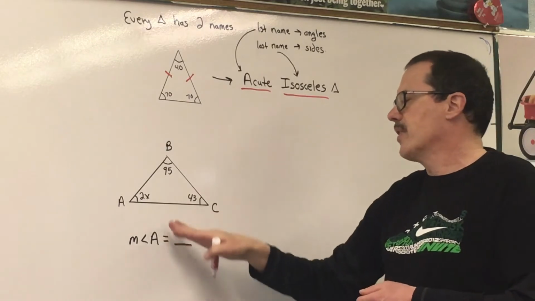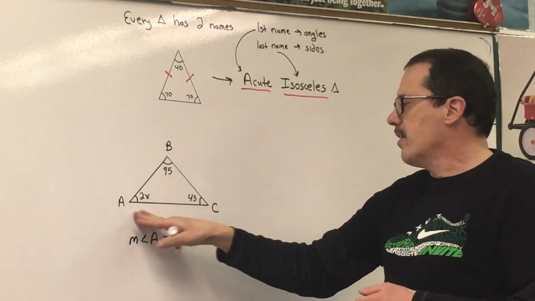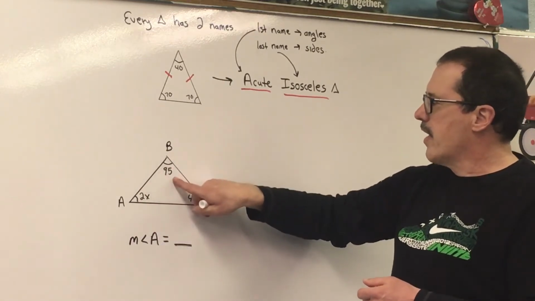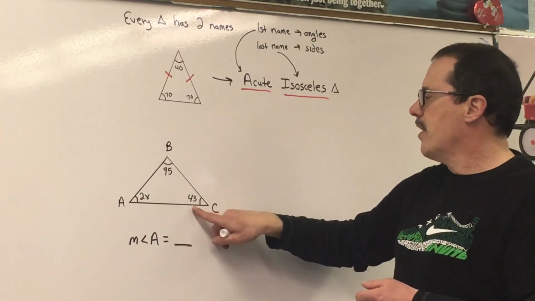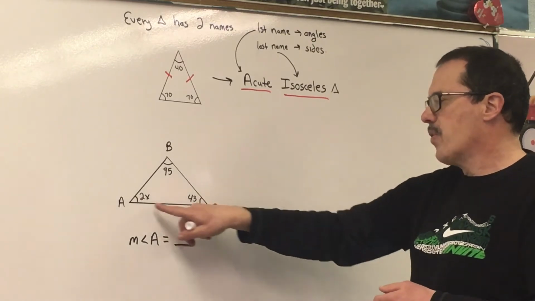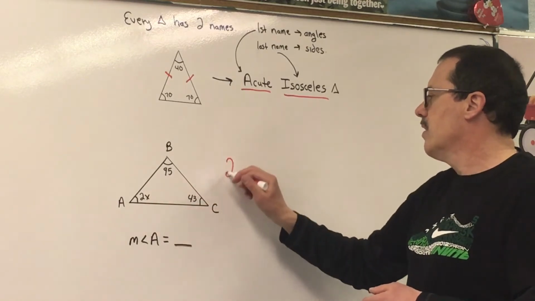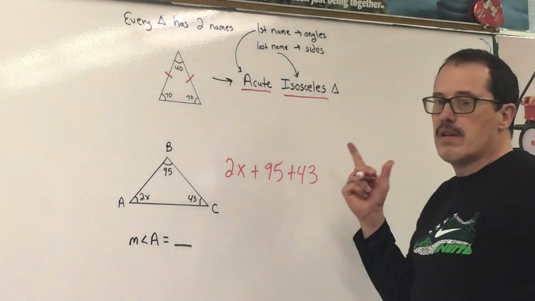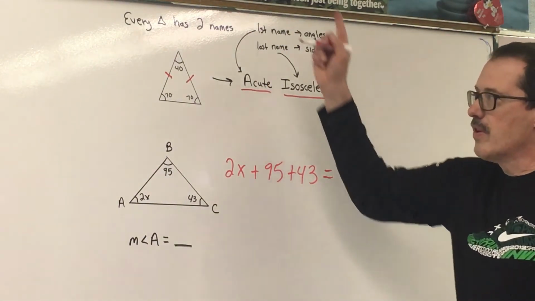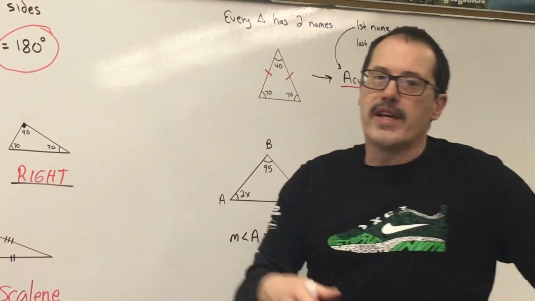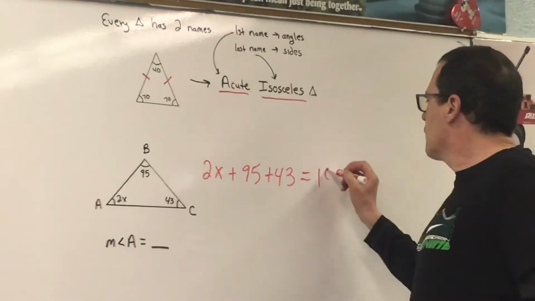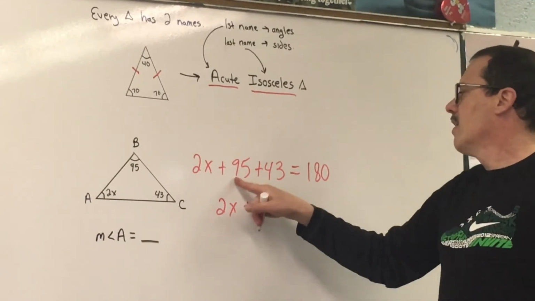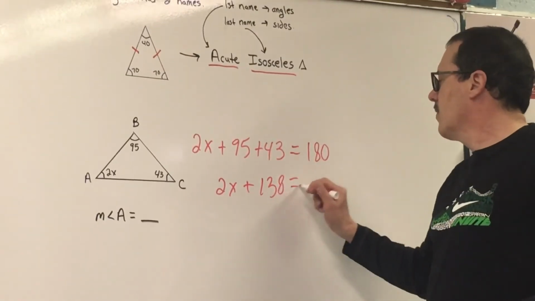The other thing they're going to have you do in the lesson is they're going to have you find angles. So in this triangle, I have angle A is 2x, angle B is 95, angle C is 43. And what I want to do is write an equation so I can solve for x. The equation would be 2x plus 95 plus 43 is equal to what we learned over here. It's 180 degrees. That's always true for triangles. So 180 degrees. So now let's do some math here. We get 2x plus 138 would equal 180.